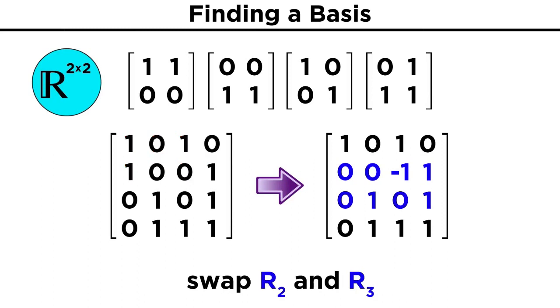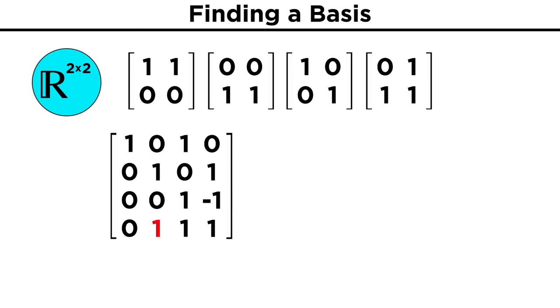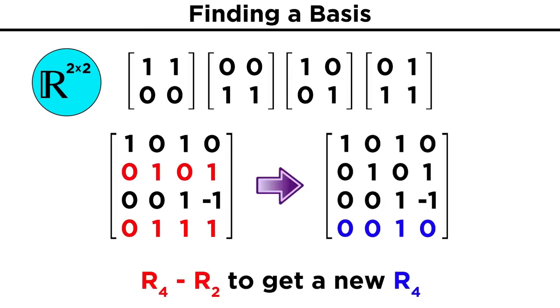Next, to get ones where we want them, let's switch rows 2 and 3. Now we can multiply the third row by -1 to get +1 here. Next, to get rid of this 1 in the second column of the fourth row, let's subtract the second row from the fourth row.